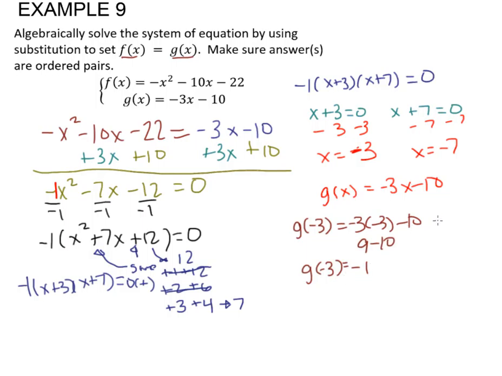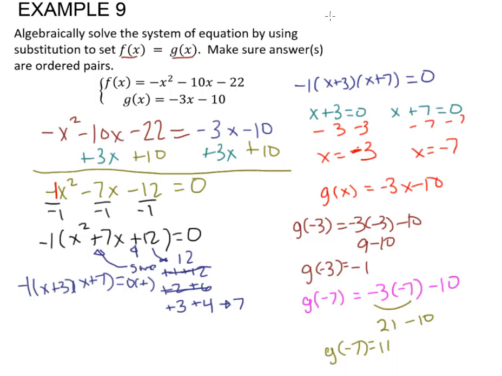Now we're going to plug in the other one. So we get g of negative 7 equals negative 3 times negative 7. Let me do this over again. So we have g of negative 7 equals negative 3 times negative 7 minus 10. Well, this gives me positive 21 minus 10 is 11. So g of negative 7 equals 11.